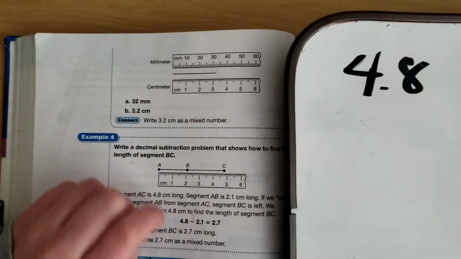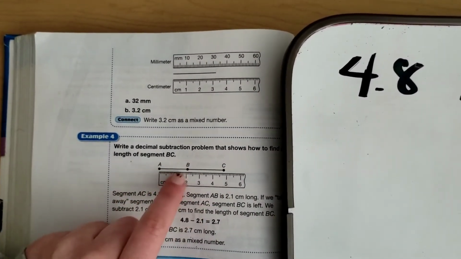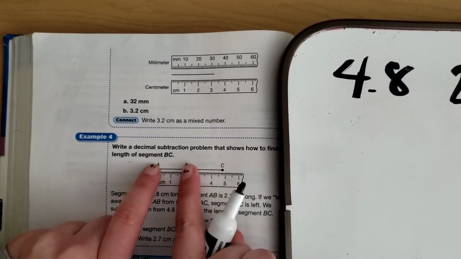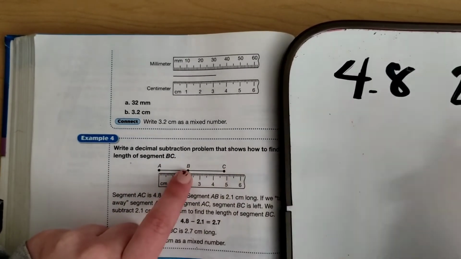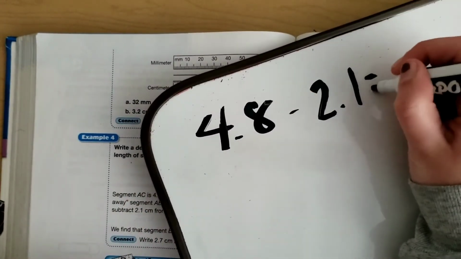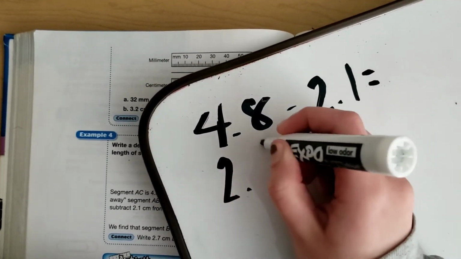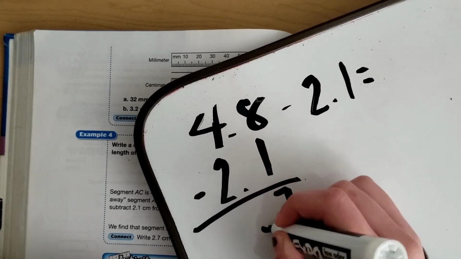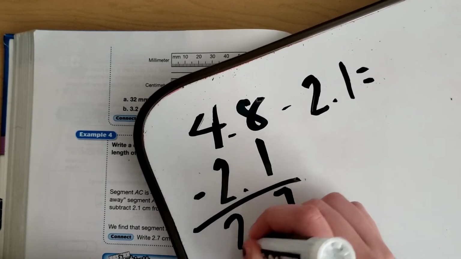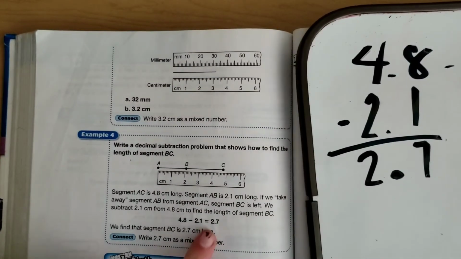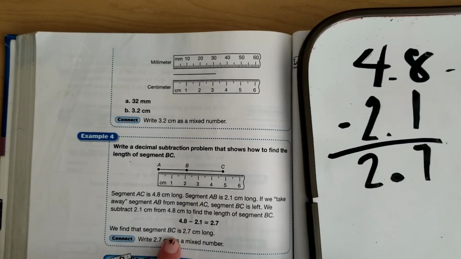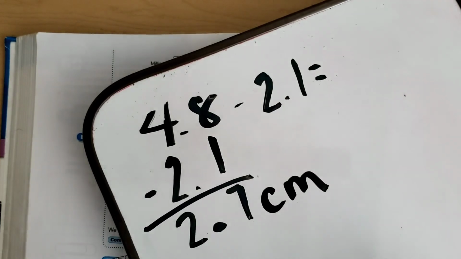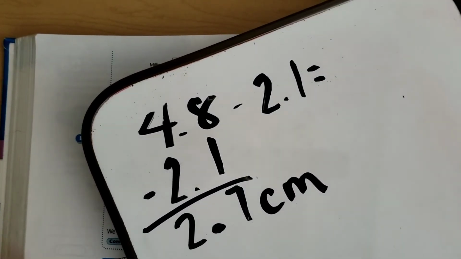And we're going to subtract this little one from the long part to see what we have left over. Because we know this, and now we're trying to figure out this. So we're going to subtract. And again, I like to do mine up and down. 8 subtract 1 is 7. I bring down my decimal. 4 subtract 2 is 2. 2.7 is our answer. So BC is 2.7 centimeters long. So make sure we label these things when we are writing our answers.